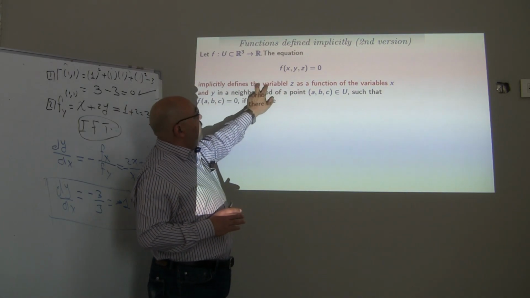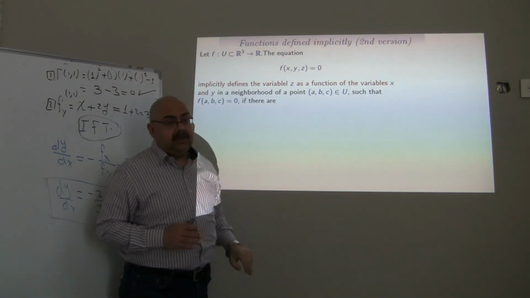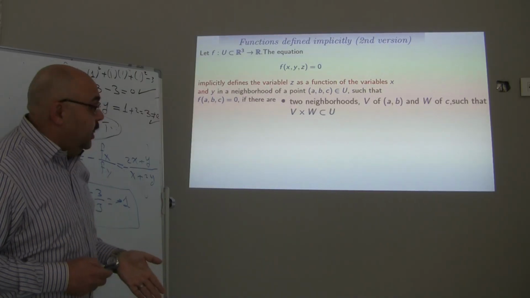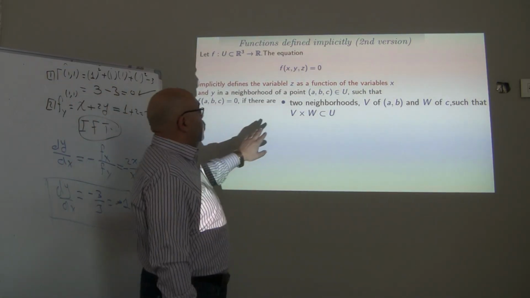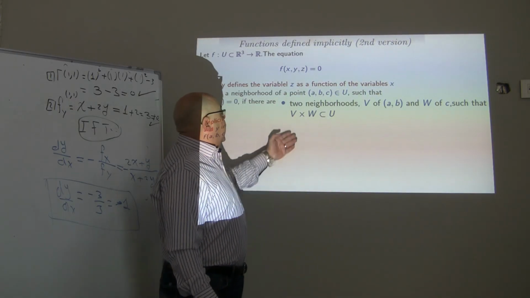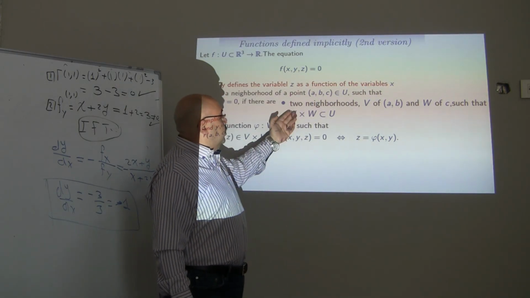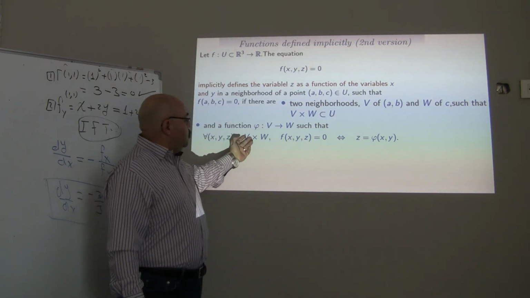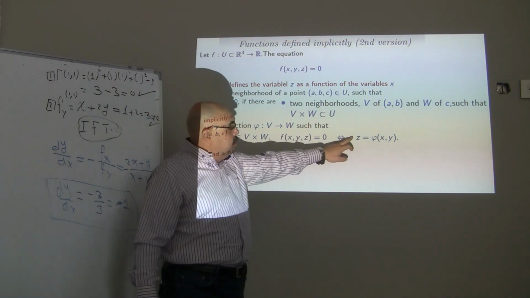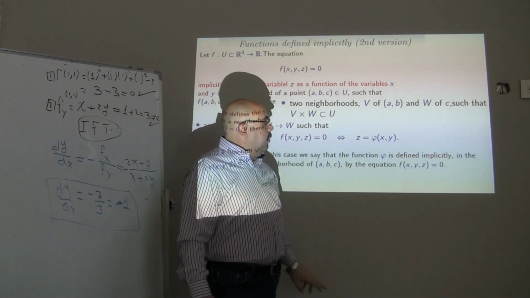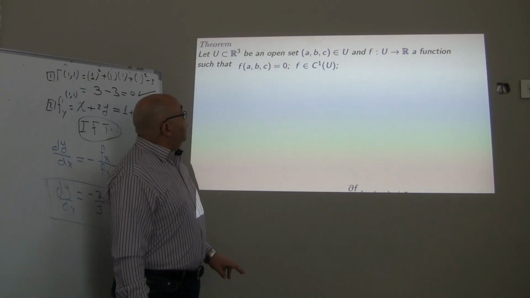Implicit defines the variable z as a function of the variables x and y. So I need to express z as a function in x and y. The two neighborhoods of v and w, which stand for the x and y, and this is the terminology of v cross w is a subset of u. So I'm looking for the function z, which is a function in both x and y. Now I can get the derivatives of these functions.